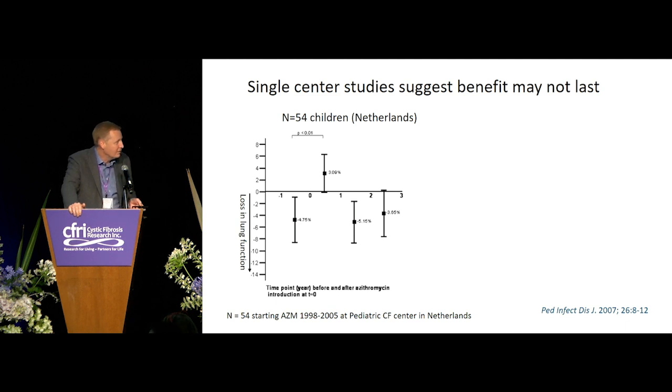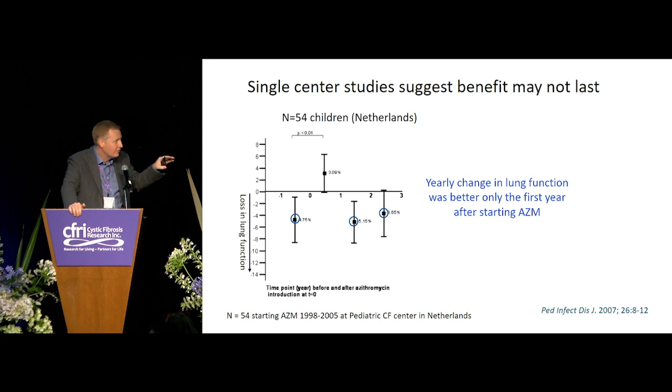Here's a study out of the Netherlands, 54 children. So this was looking at the change in lung function year to year. And so below the horizontal line is negative, is not what you want to see. Basically, they were showing that once you get after that first year of therapy, the rate of decline in lung function, or the loss of lung function per year, was the same in years 2 and 3 as it was before they started the drug.